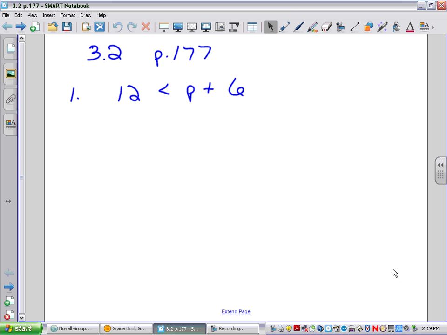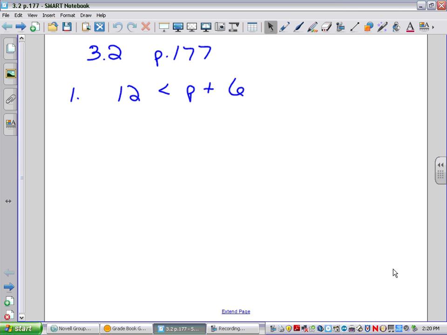Okay, hello. We are ready for section 3.2, chapter 3, section 2, which is titled Solving Inequalities by Adding or Subtracting. It is very similar to solving equations. Let's start with number 1.